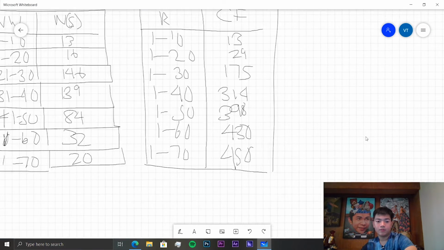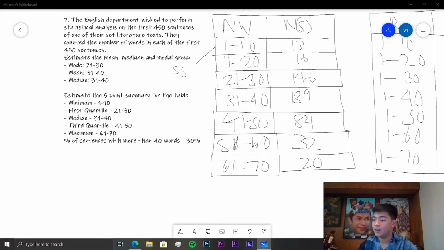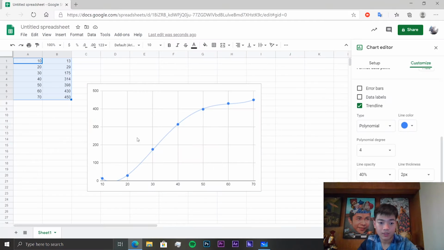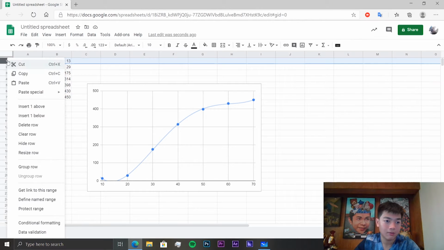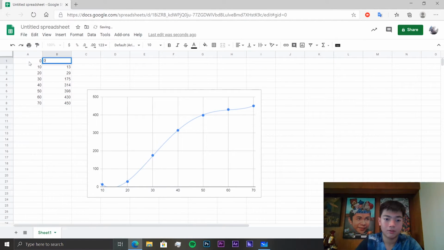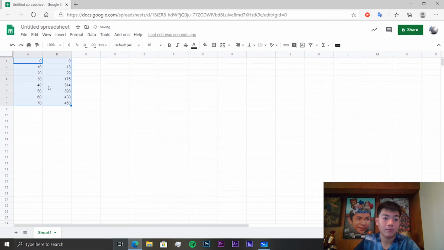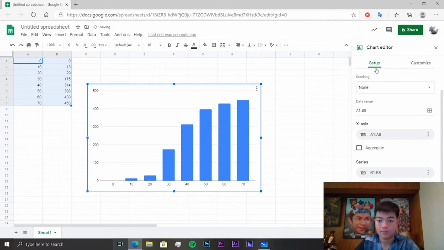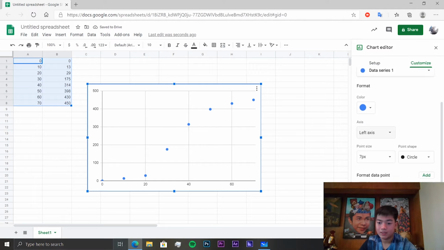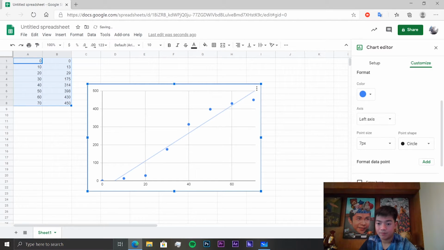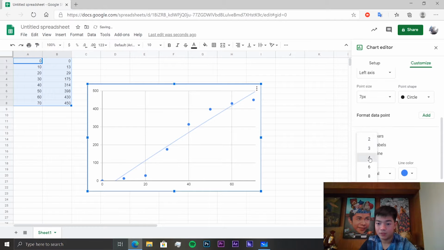Okay, so we've done that. Next, we have to extract the 5-point summary from the cumulative frequency curve. So the 5-point summary was at 0, of course. This should equal 0 words. Oh, sorry, that's why we need to insert a point here where 0 is 0 words. That's why we might be getting some errors. So chart type, scatter, customize, series, trend line, not linear, polynomial, degree 4.